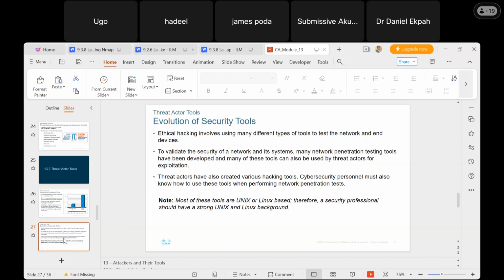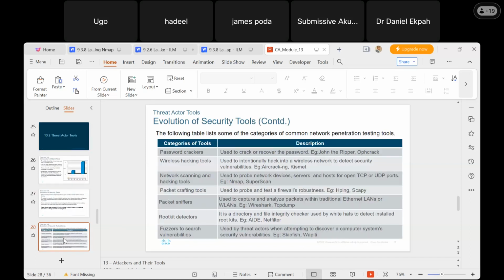Cybersecurity personnel must also know how to use these tools when performing network penetration tests. Most of these tools are actually Unix or Linux based. Therefore, a security professional should have a strong Unix and Linux background. So this tells us the advantage of actually learning Linux. So I advise that as cybersecurity specialists, you should enhance your knowledge in this area.